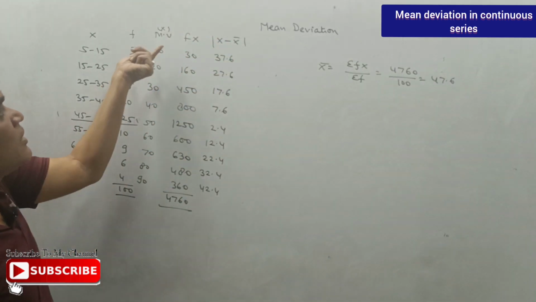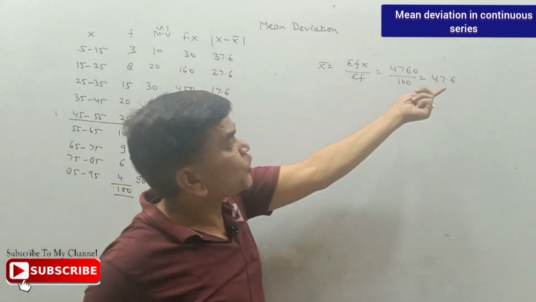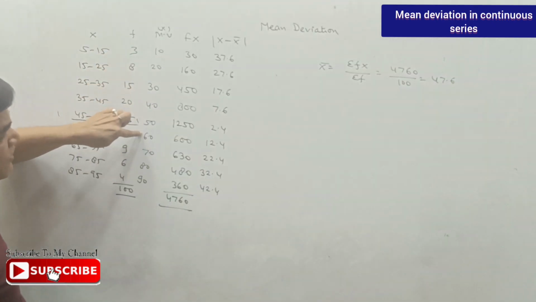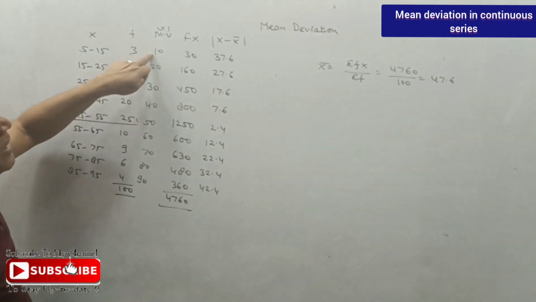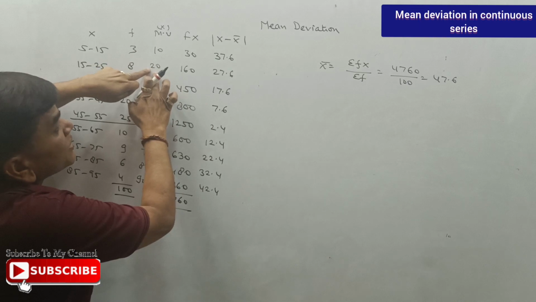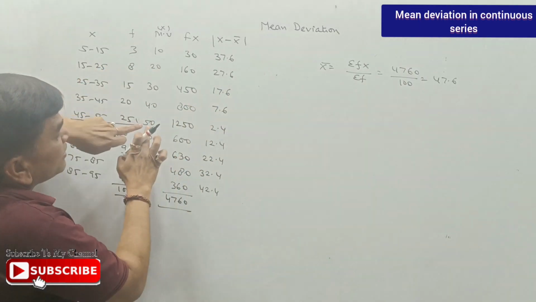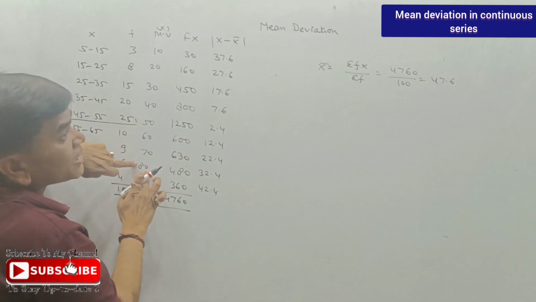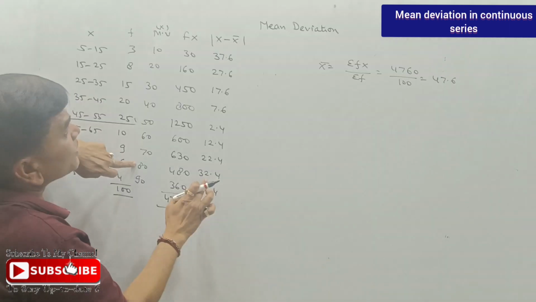What we have done is deduct 47.6 from each of the items 10, 20, 30, 40, 50, 60, 70, 80. 10 minus 47.6. 20 minus 47.6 is 27.6. 50 minus 47.6 is 2.4. 80 minus 47.6 is 32.4.